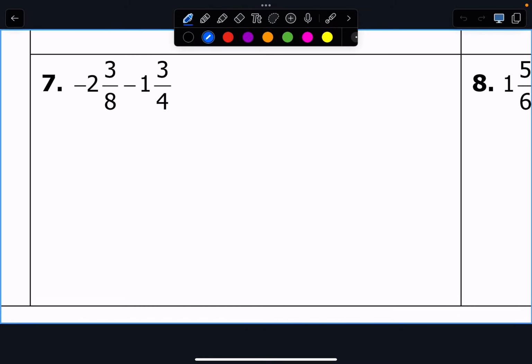In number 7, we are still adding, or in this case, subtracting fractions. But what's the biggest difference in this problem compared to what we did Friday and for our warm-up? Marshall? There's a whole number and a fraction. What's that called? Mixed number. They're called mixed numbers, okay?